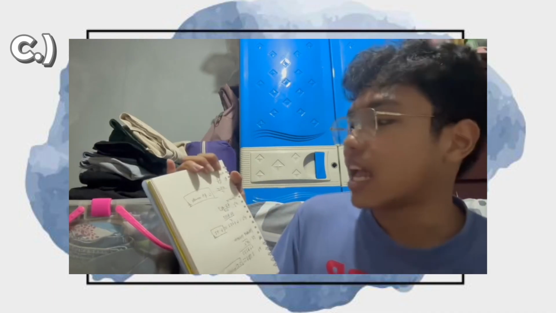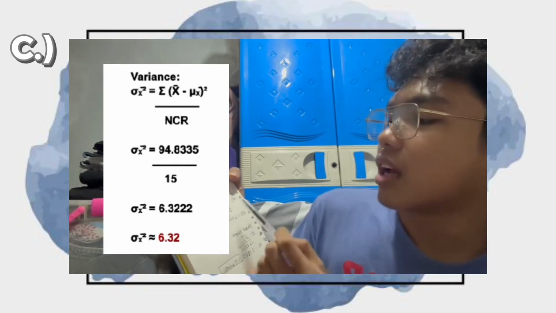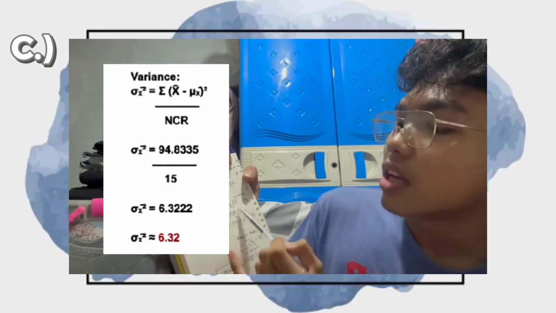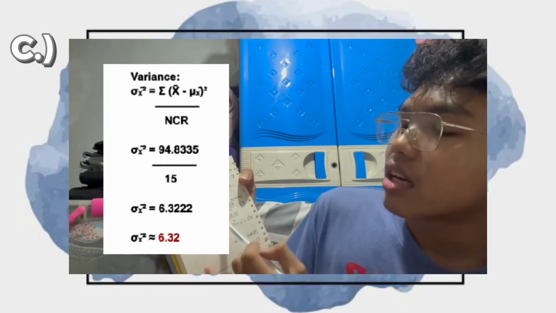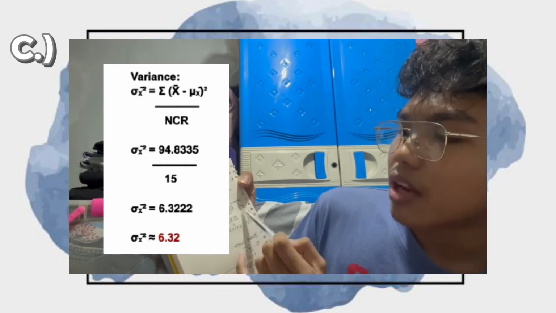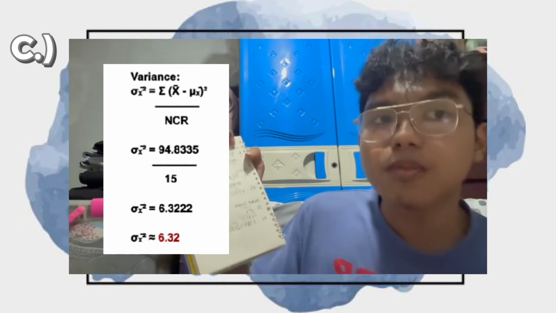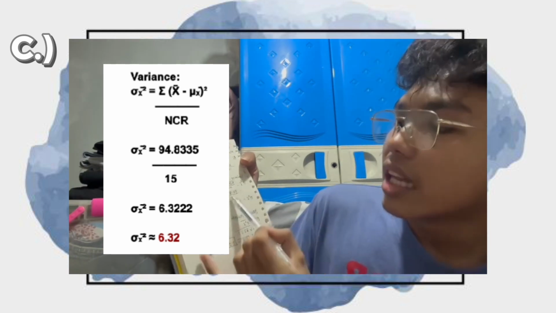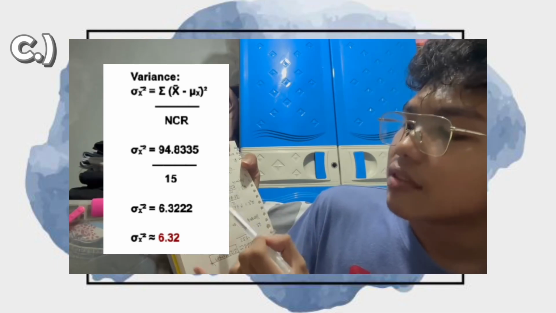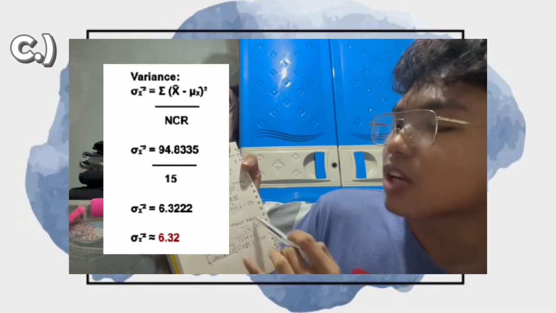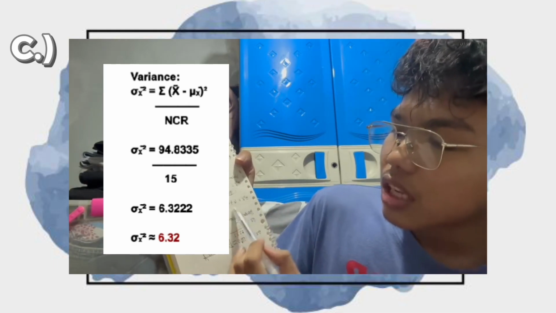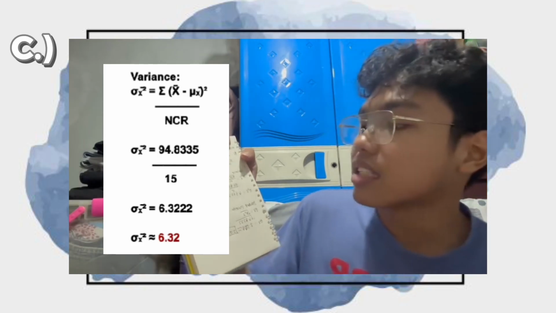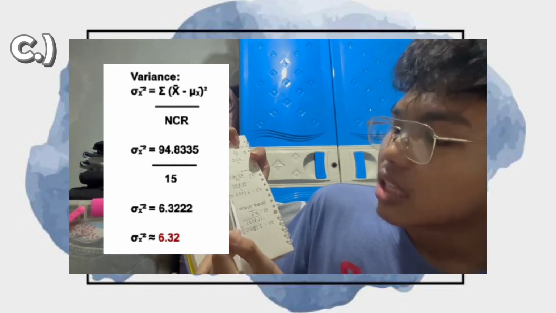Now we have the variance. The variance of the sample mean is equal to the summation of the sample mean minus the mean of the sample means, squared, over NCR. We're just going to plug in the values from earlier. We have 94.8335 over 15. After that, we get 6.3222, and to the second decimal place, it is 6.32.